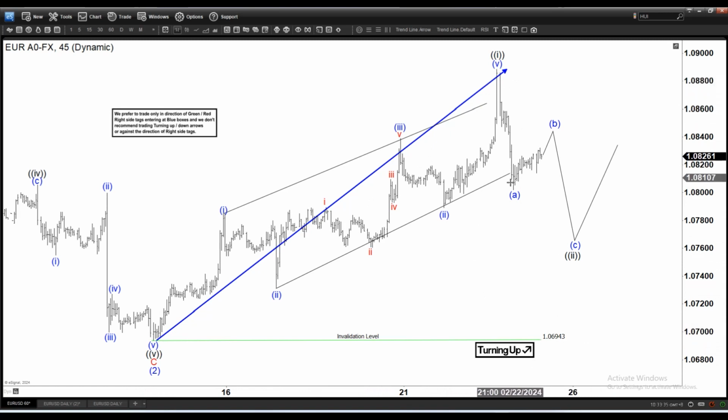Now in the shorter cycle, we should be looking for a 3 pullback. It can be another leg down, because this one does look a little bit impulsive, so that could be only the first leg. That means we can potentially do another leg down before we finally rally. But the focus is on the shorter term, in which we should minimum be looking for one more leg higher and a break above here, not necessarily doing another leg down.